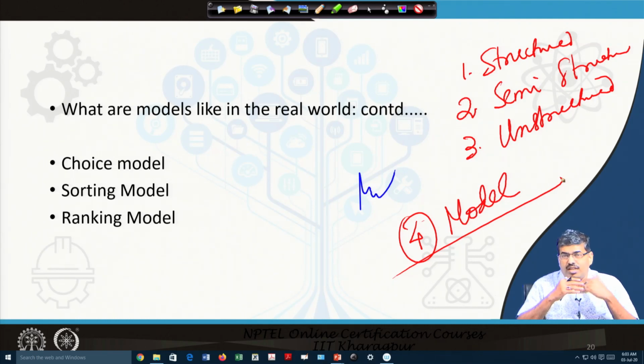In the next class, we will look at how and why these models work, and when they don't work. And slowly we will move forward with what is a model in the decision support system.